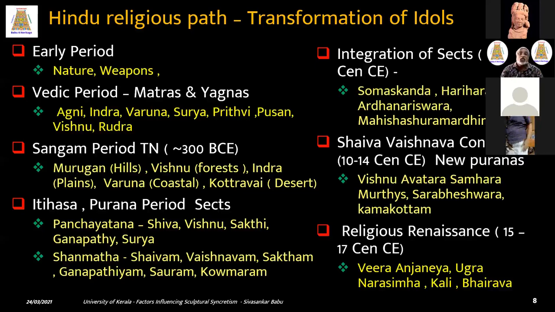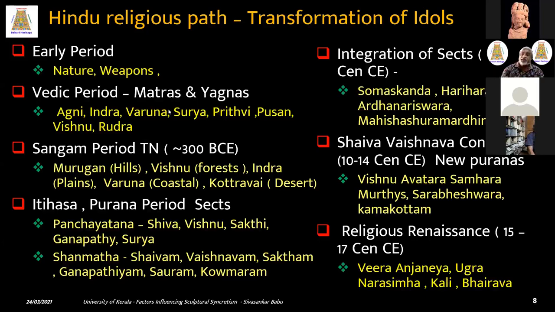So if you see this, over the last 2500 years, the priority of gods, the sequence of gods, has changed. Some of the gods have come, some of the gods have been relegated, and Agni and Indra, who were the primary gods, were relegated to Navagrahas. Like that, the sequence has changed.